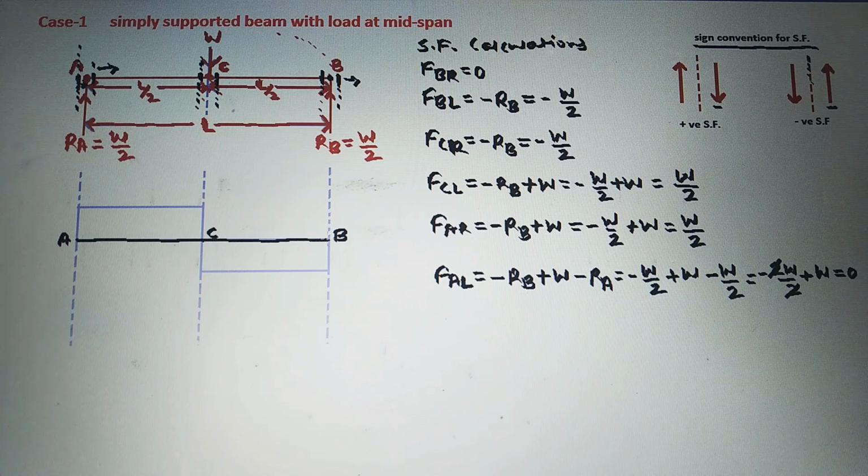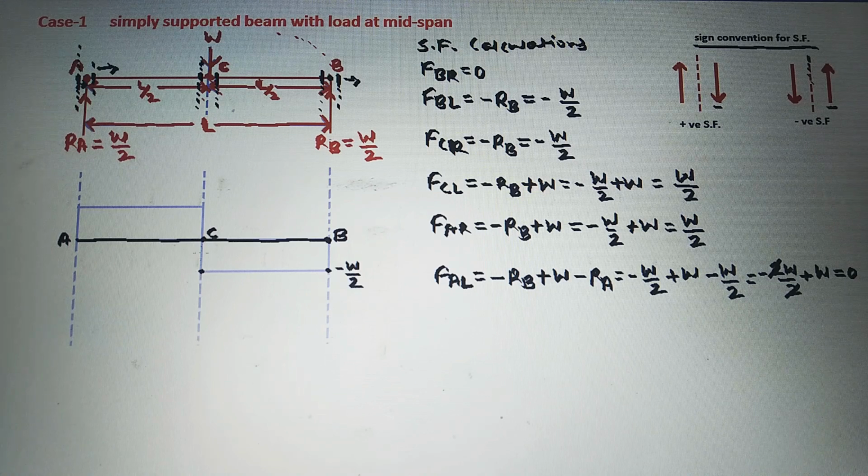See here, shear force just right of B is 0, so that will be on the baseline here. Left of B is minus of W by 2, so that will be below the baseline. It is minus of W by 2. Next, shear force right of C is minus of W by 2, so that will be below the baseline here.